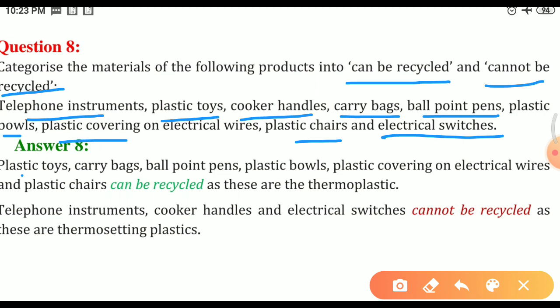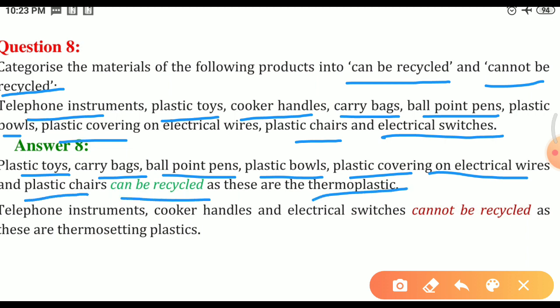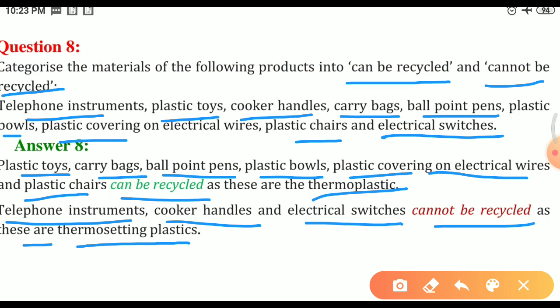Here plastic toys, carry bags, ballpoint pens, plastic balls, plastic coverings on electrical wires and plastic chairs can be recycled as these are thermoplastic. Then telephone instruments, cooker handles and electrical switches cannot be recycled as these are thermosetting plastic.